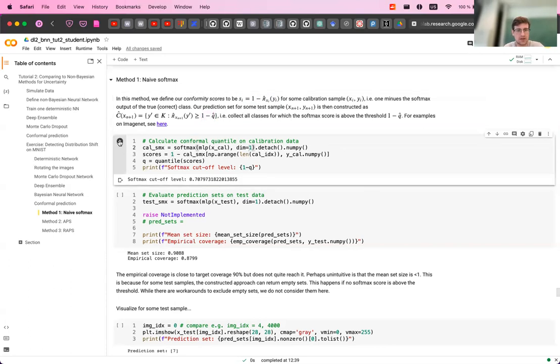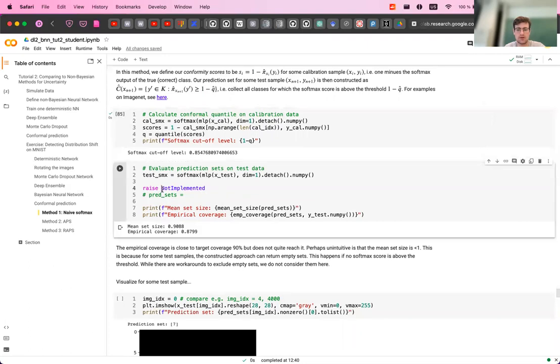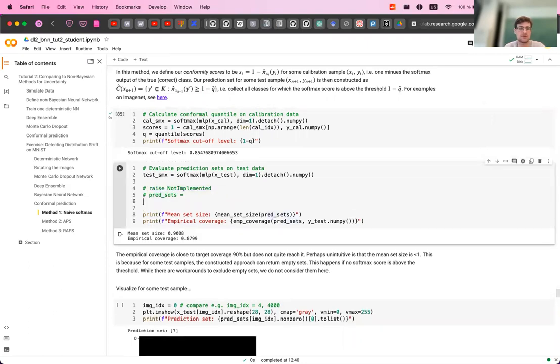All right, so we can calculate it. This is just computing the scores and computing the cutoff, right? In this case, the cutoff would be 85%. So any softmax value above 85 will be included in my prediction set. And now I need to specify the prediction set, so how do I do this? It's one line, right? Any value above 1 minus q gets included.